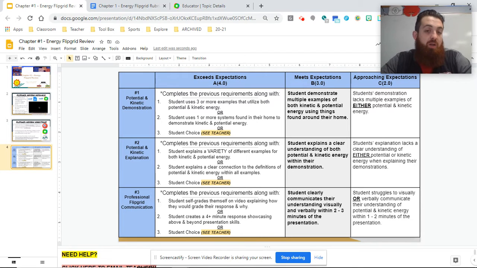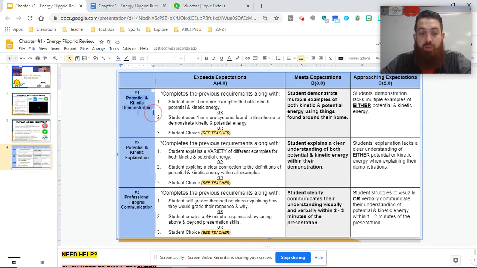Now, our rubric's going to look a little different than maybe things you've seen, okay? There are three things that you're going to be graded on within this assignment. The first one is your potential and kinetic energy demonstration. The second thing you're going to be graded on is your potential and kinetic energy explanation. And the third is going to be your professional Flipgrid communication. So this is how you demonstrate your knowledge of potential and kinetic energy. This is how you explain your knowledge. And this is how you communicate your knowledge. So these three things are all going to play into your final grade.